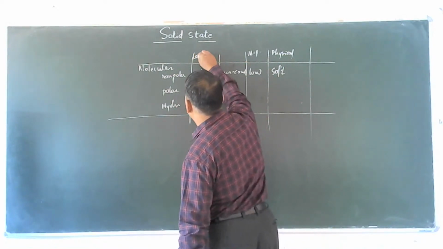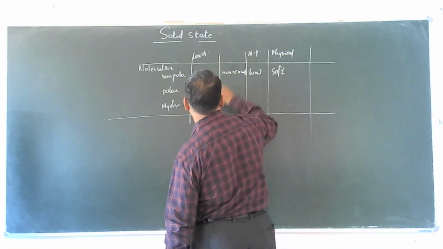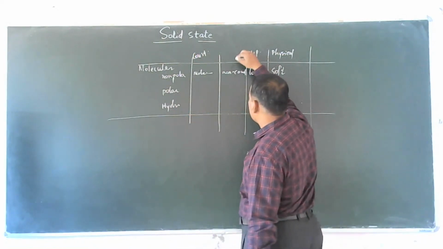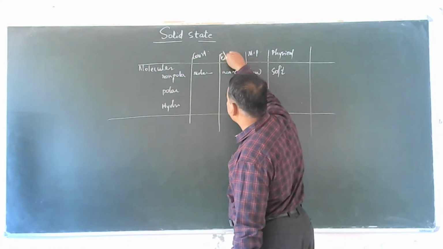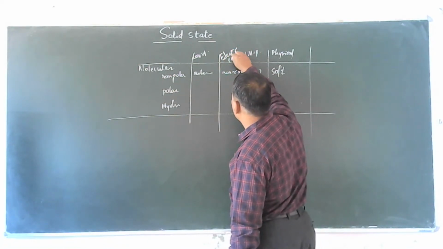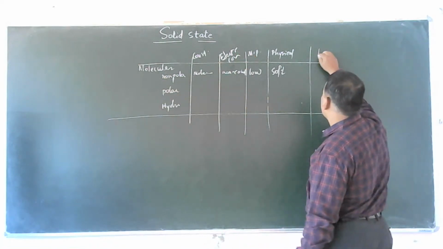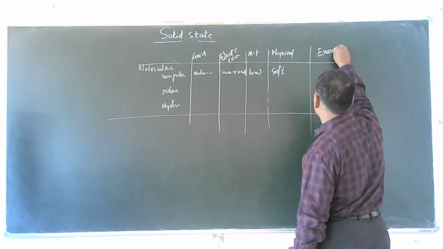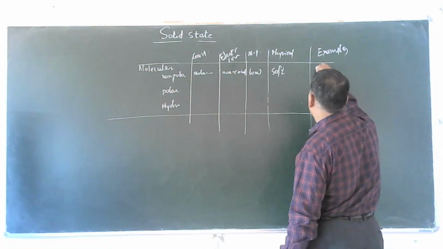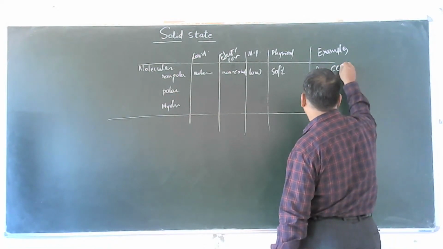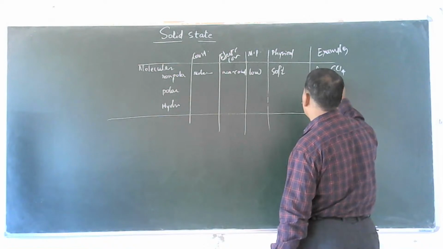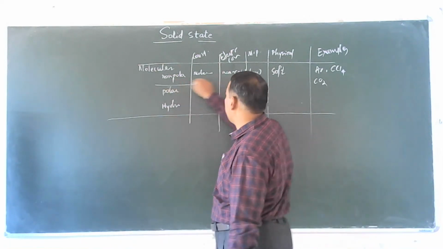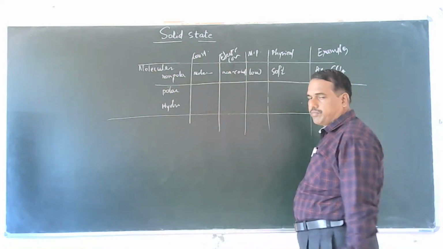So these are the constituent particles, and here it is electrical conductivity, and examples. What are the examples? One is carbon tetrachloride, and you can write carbon dioxide. All these are non-polar molecular solids.